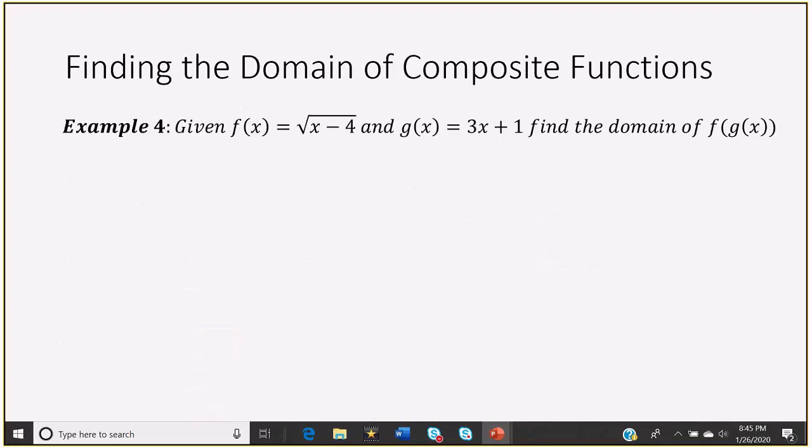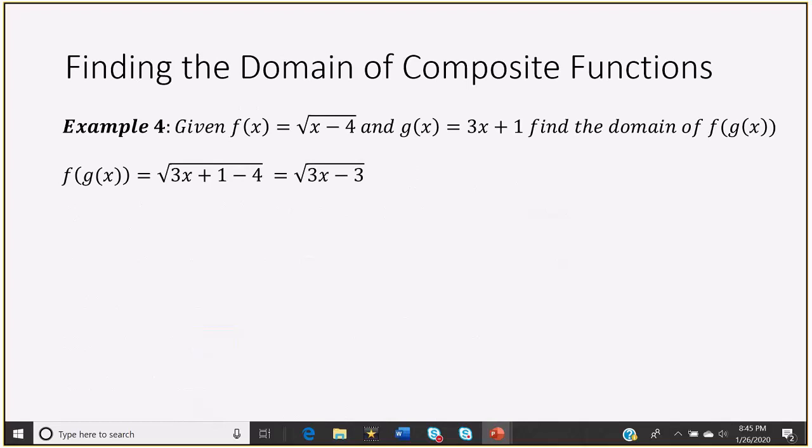Now, very similar logic to finding the domain when we had algebra functions, finding the domain when we have composite functions is you find your composite function first. So I have f of g of x. Well, f of x is x minus the square root of x minus 4. I plug in g of x, which is 3x plus 1, into that function. I simplify, I get 3x minus 3.